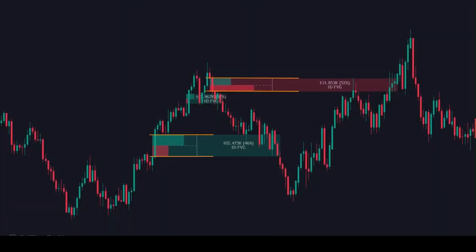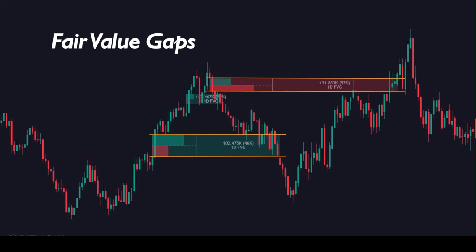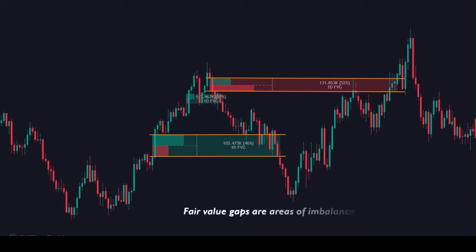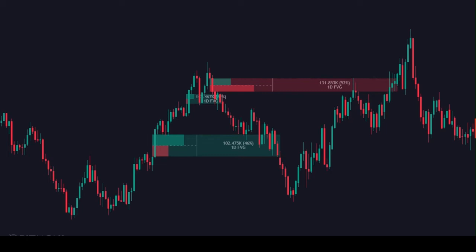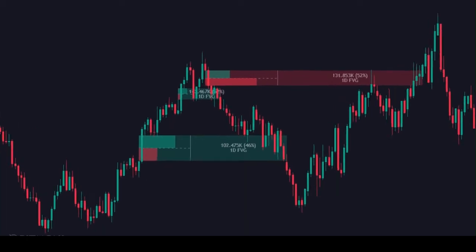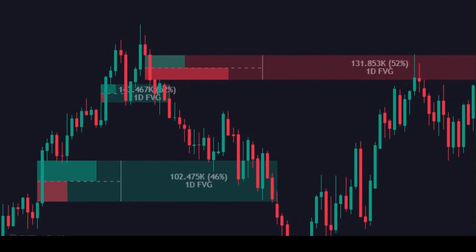First, we have the volumetric fair value gaps. As we all know, fair value gaps are areas of imbalance on the chart. This indicator plots fair value gaps and shows the bullish versus bearish volume in that zone. The total volume of the zone will also be displayed while showing you a percentage ratio between buyers and sellers. There's also a multi-time frame option for these fair value gaps, so you can view fair value gaps on higher time frames without having to switch your chart time frame. This makes it super easy to see the bigger picture all on one time frame.